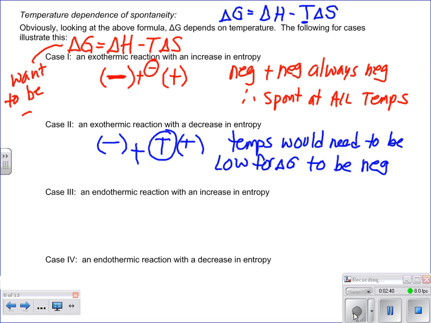So in other words, for delta G to be spontaneous, the only way that would work is if this value here was a low temperature, so it ended up being more negative in your reaction.